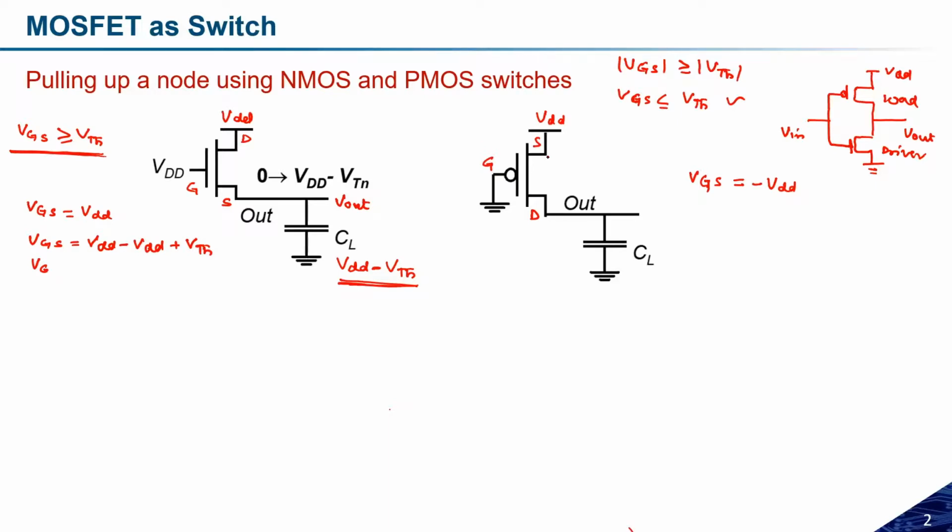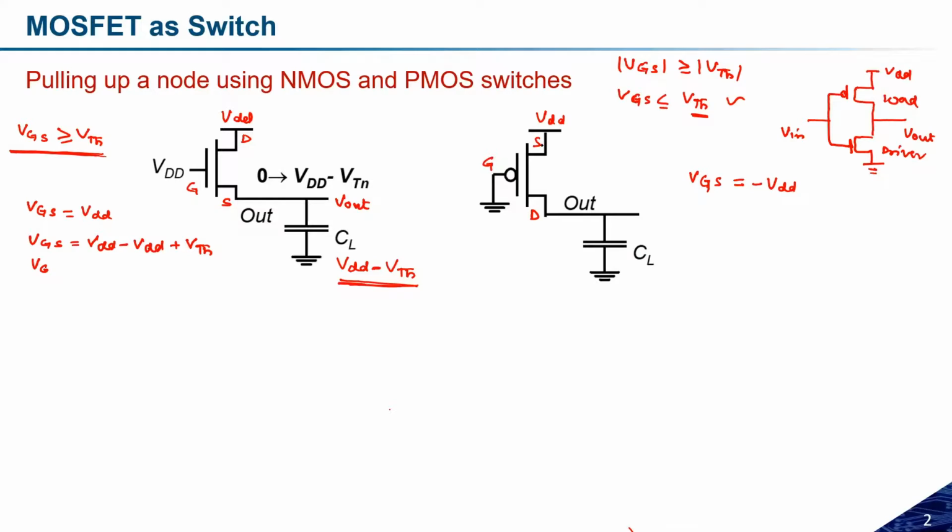Now if we see here, the VGS is equal to minus VDD, which is always less than VTH. Let us assume VTH is minus 0.2 volt and VDD is equal to 0.8 volt. So minus 0.8 is always less than minus 0.2. So what does it mean? It means that this PMOS transistor will always be in on state, because the VGS is not going to change based on whatever the potential is at the CL side.